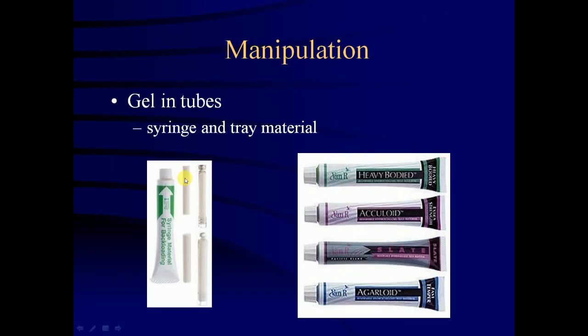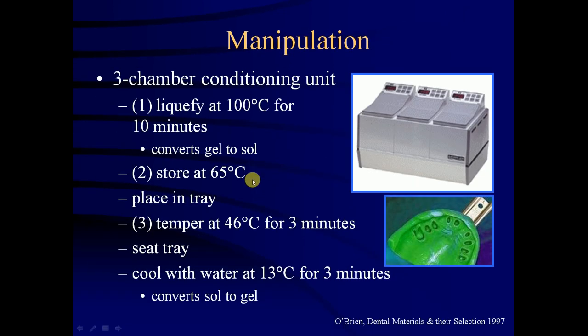Manipulation: gel in tubes, syringe and the tray material. This consists of a 3-chamber conditioning unit. First, liquefies at 100 degrees Celsius for 10 minutes. It leads to conversion of the gel form to solution form. Second, it is stored at 65 degrees Celsius and then place the tray. And third is temper at 46 degrees Celsius for 3 minutes. Seat the tray, cool with the water at 13 degrees Celsius for 3 minutes. It converts from solution to gel.